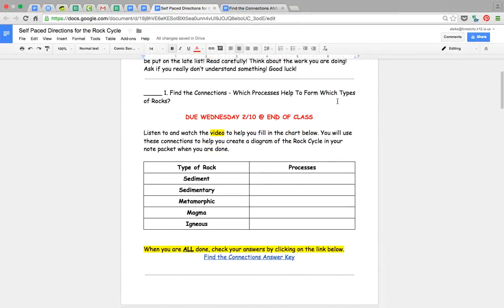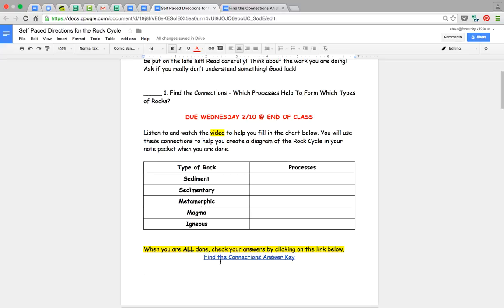So far, we've learned about the different processes in the rock cycle, and we've learned about the different types of rocks, but we haven't put them together. So today, we're going to look at different types of rocks, and we're going to try to make connections to which processes help to form those types of rocks.